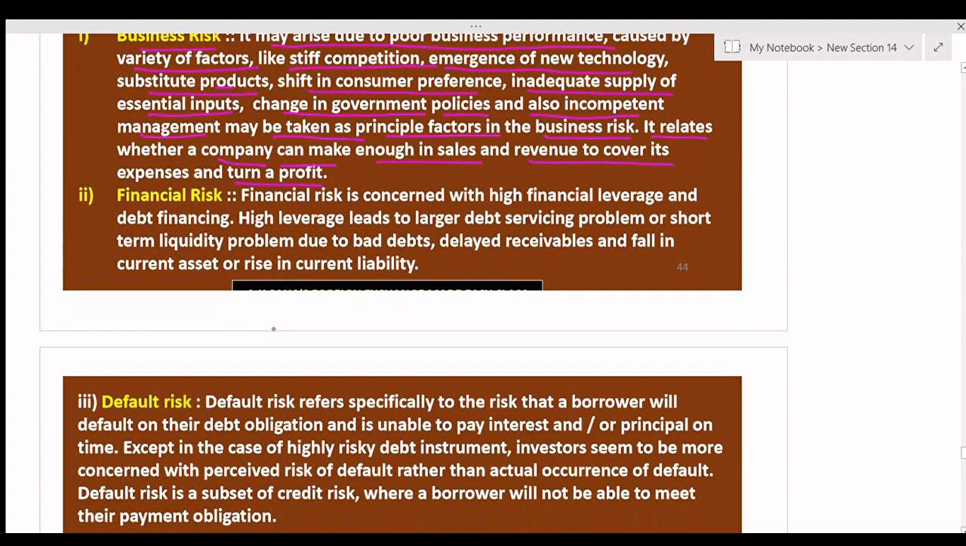Financial risk. Financial risk is concerned with high financial leverage and debt financing. High leverage leads to larger debt service problems or short-term liquidity problems due to bad debts, delayed receivables, and fall in current assets or rise in current liabilities.